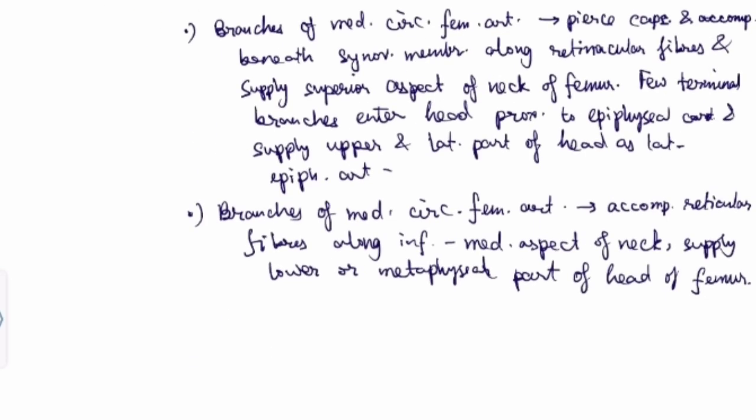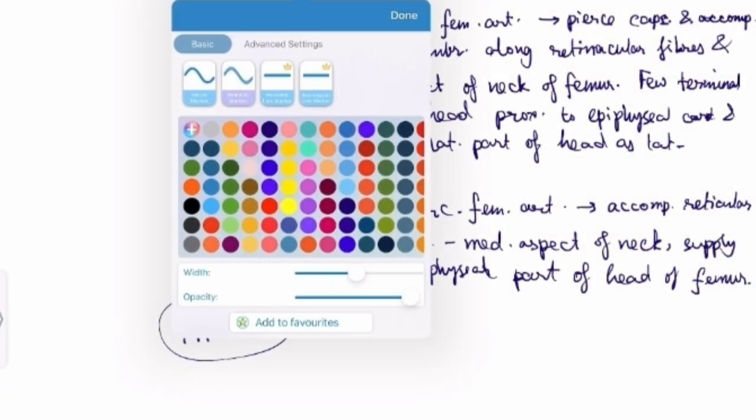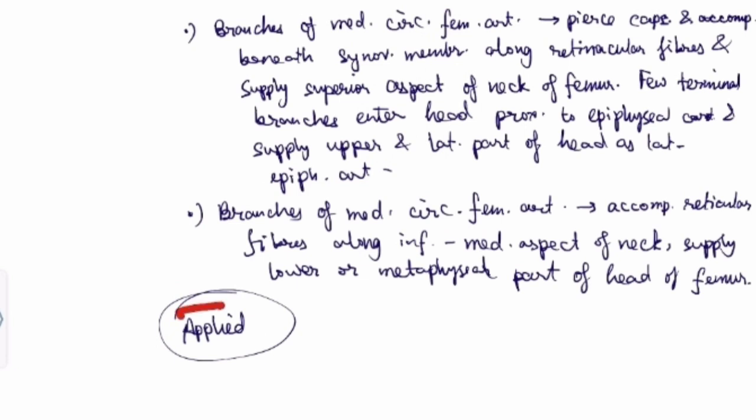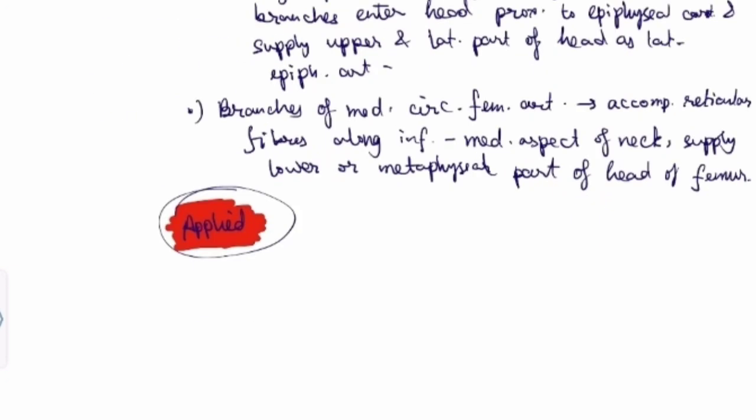Now we may have a small applied anatomy part coming up, but I will cover it later. Let's mark it in red. Why are we marking it in red? Because we have to remember this one. It's coming later. I'll not cover it now. I'll talk about the applied anatomy after the basic discussion is done.